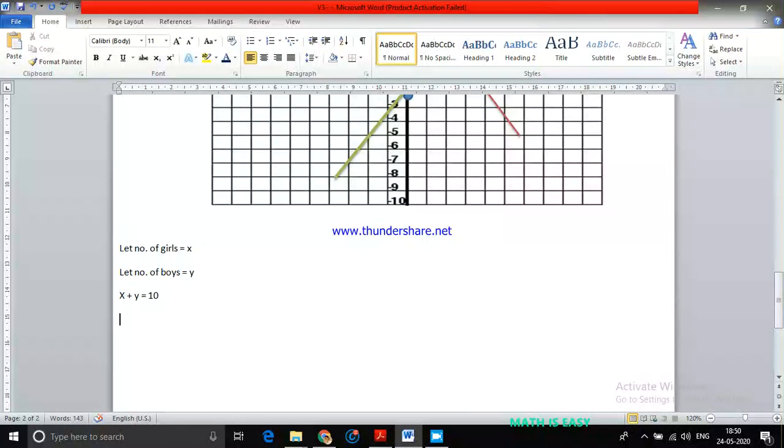Now here it says the number of girls, that is x, equals 4 more than the number of boys. 4 more means addition, then the number of boys: x equals 4 plus y. If I simplify this equation, you will get x minus y equals 4. Now here you have x plus y equals 10 and x minus y equals 4.